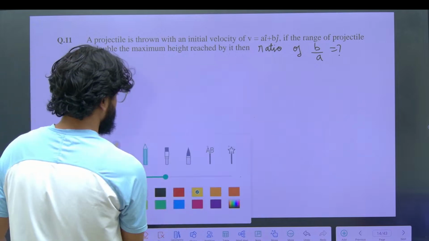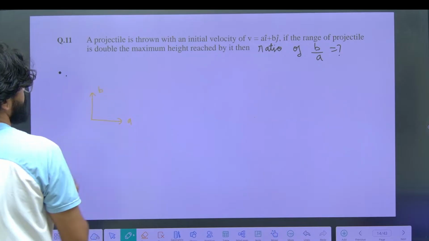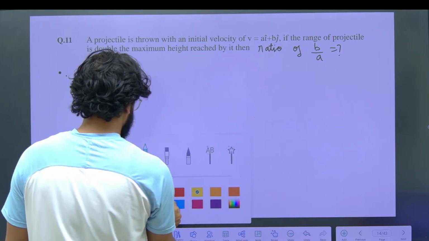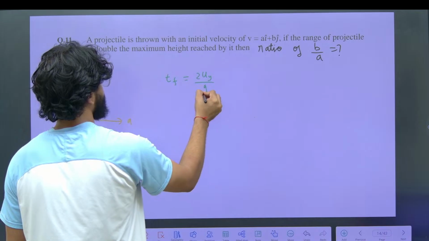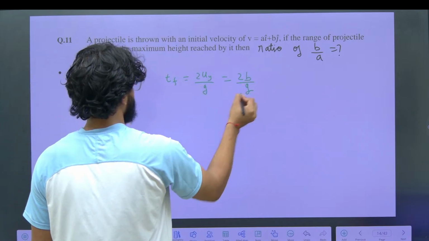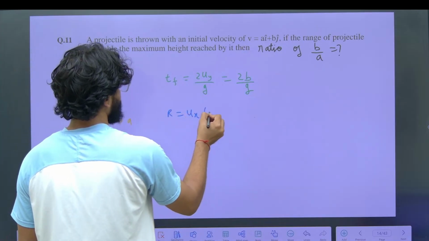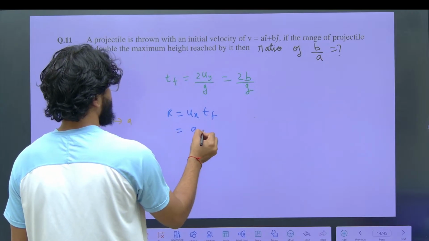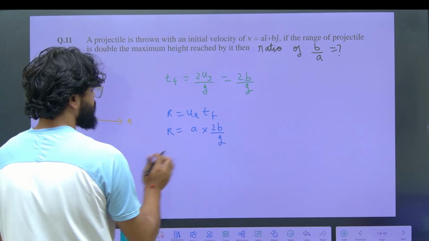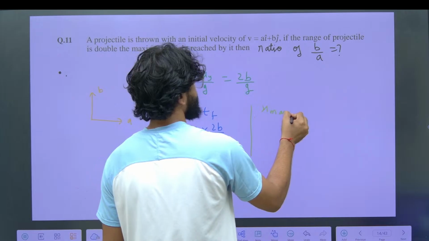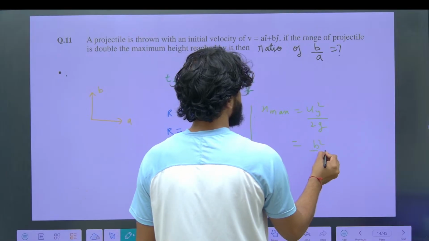Okay. So we know this velocity is A, this velocity is B. Time of flight will be 2 uy by g, that means 2 into b by g. Range will be ux into time of flight, so that is a into 2b by g, that is range. What is h max? H max is uy square upon 2g. So what is uy square? That is b square upon 2g.